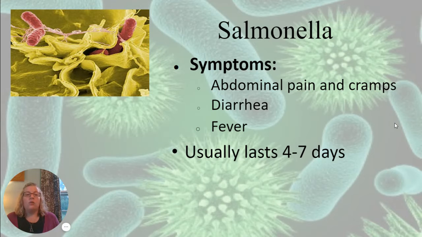Symptoms of salmonella are going to be abdominal pain and cramps, diarrhea, and fever. If you notice in this one, there's not really a lot of vomiting that goes along with salmonella. So most of the time, you're just going to be spent on the toilet, just getting super sick to your stomach and having diarrhea. And salmonella lasts 4 to 7 days. So it is up to a week of being sick. And that can be really bad.